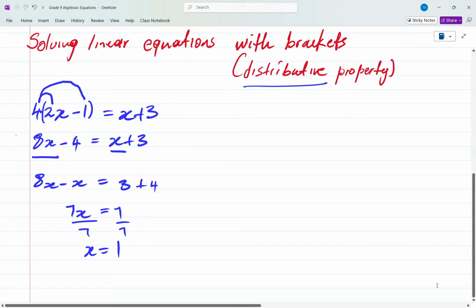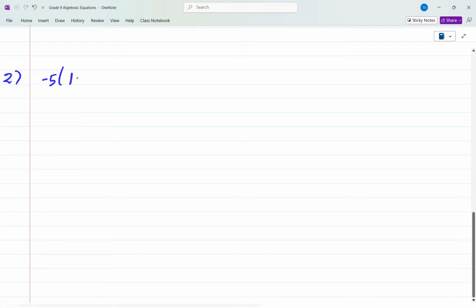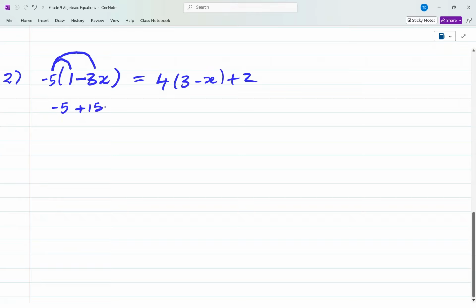Okay, we move to the next one. I hope it makes sense, by the way, before saying we move. And then we have number 2. We have a negative 5. You open your bracket, you have 1 minus 3x, and then you close your bracket. And then equal sign, you have 4, you have 3 minus x, and then you have positive 2. Distributive property, remember, negative 5 multiplied by 1 is going to give you negative 5. In mathematics, any number multiplied by 1 will remain as it is. And then negative 5 multiplied by negative 3x, you now have positive 15x.